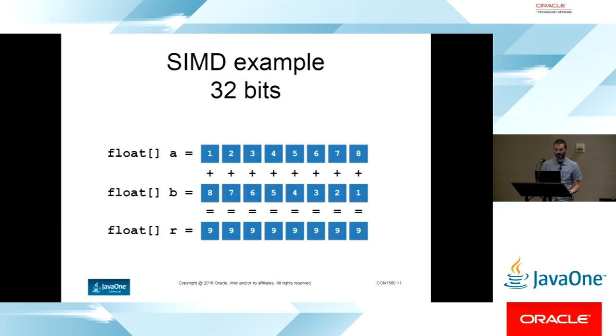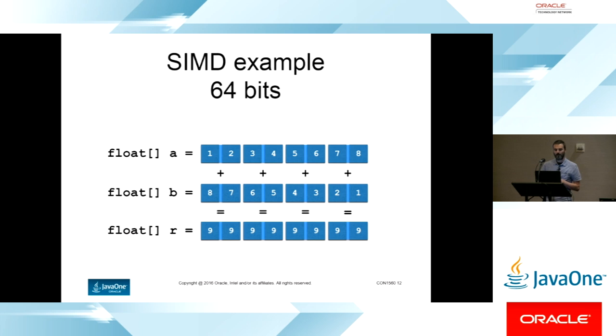So here's a really, really simple SIMD example: 32 bits, arrays of floats. Say I wanted to add the elements in float array A and float array B and put them into results. So normally what you do is you write a for loop in Java, you'd stride through it one by one by one, adding each one at a time, striding through one lane at a time.